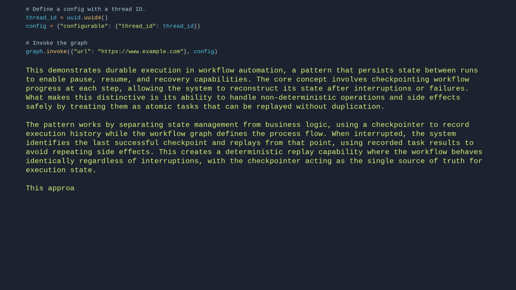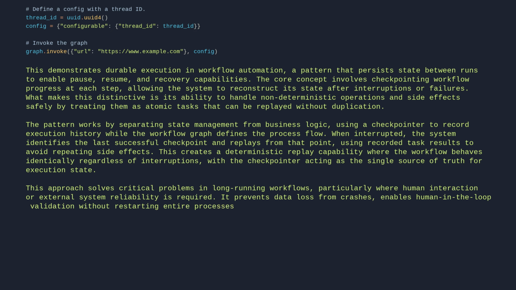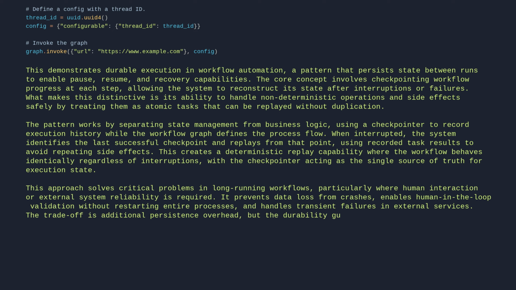This approach solves critical problems in long-running workflows, particularly where human interaction or external system reliability is required. It prevents data loss from crashes, enables human-in-the-loop validation without restarting entire processes, and handles transient failures in external services. The trade-off is additional persistence overhead, but the durability guarantees make it essential for production workflows where consistency matters more than raw speed. Let's break it down.